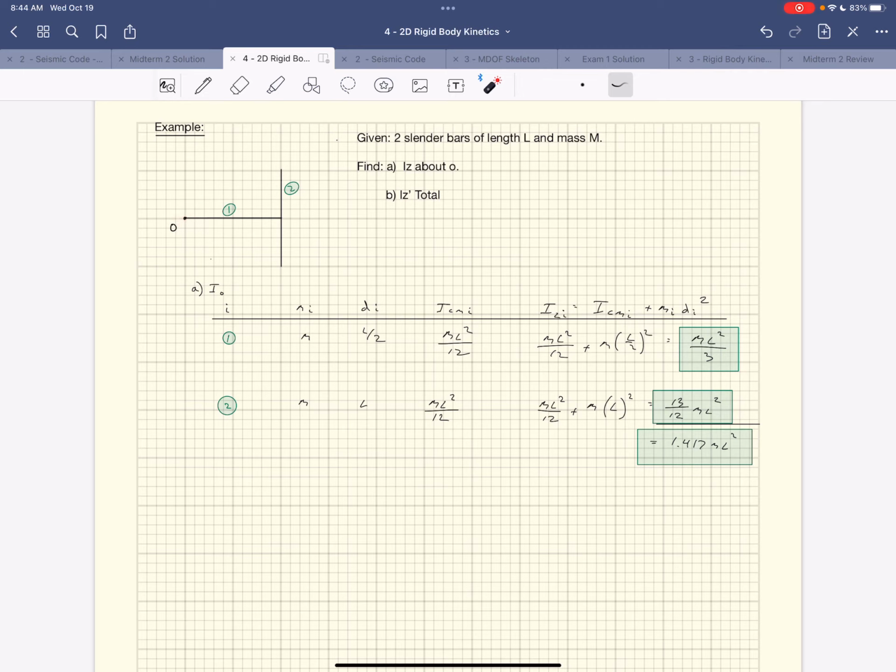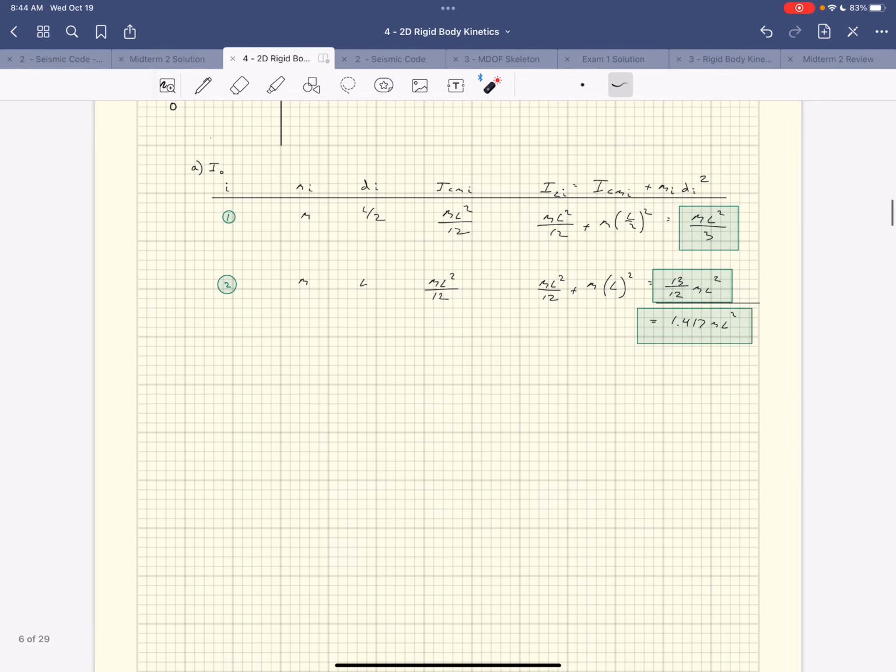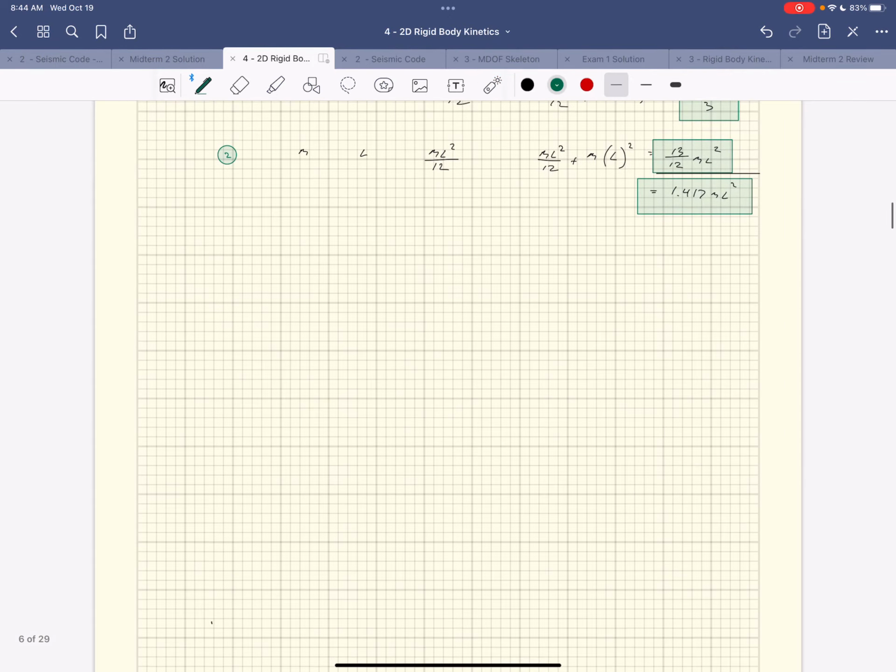But just for the sake of doing this problem, we're going to figure out what the mass center is. One of the problems is right now, I don't know where the mass center is. Right? So this is where we have to use that mass center equation. I've got to calculate where the mass center is. So let's do part B.